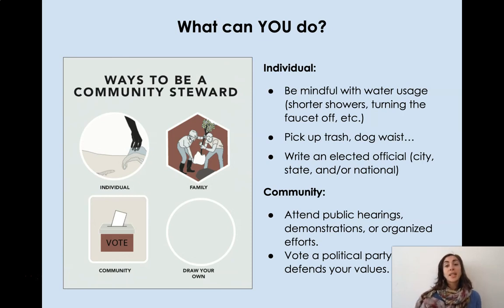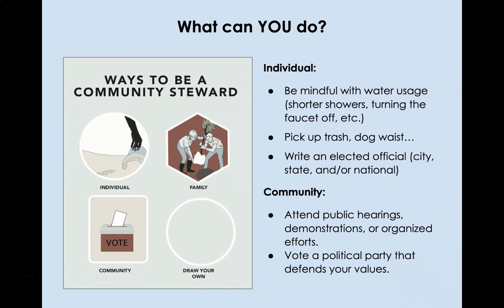And also things like writing to an elected official. You can communicate your worries and concerns to different elected officials, either at the city, the state, or the national level. As a community, you can also do things. You can attend public hearings, you can go to demonstrations related to this topic or any organized efforts. And if you have the age to vote, you can also vote for a political party that defends your values.